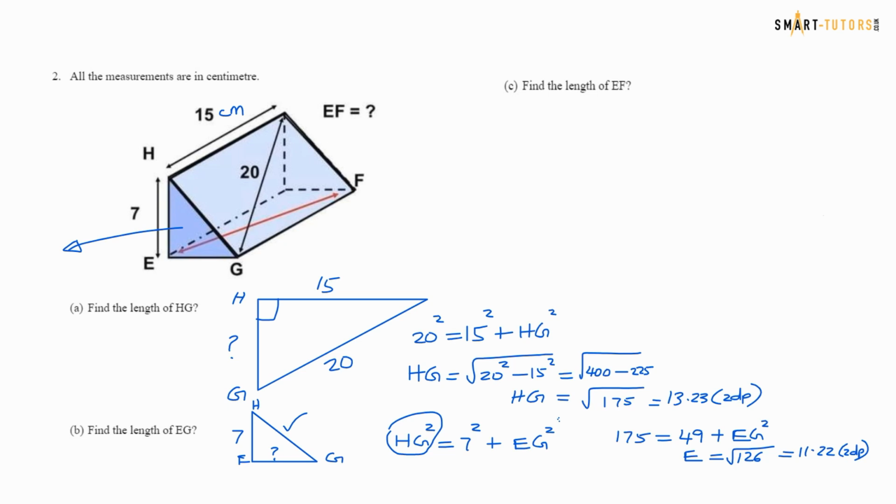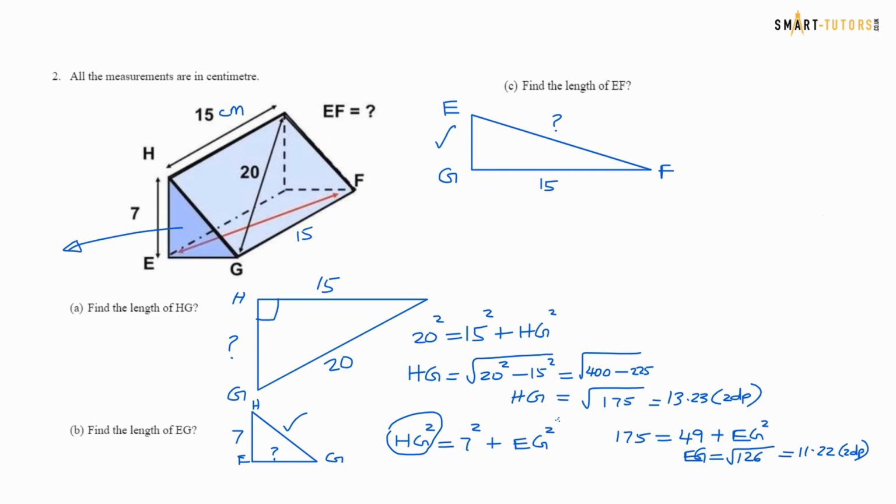Part C of question number 2. Find the length of EF. So EF is the diagonal of the bottom triangle, which is the one I tried to do before. So now let me do it. Yeah, so this is the way I need to draw. E here, G here, F here. The question is EF is the question mark. EG, I put a tick, which means I already know. So here EG is here. And GF is the same as 15, because this length 15 here is the same as this 15.